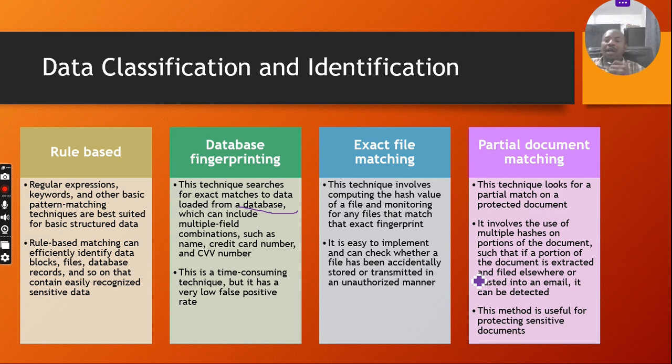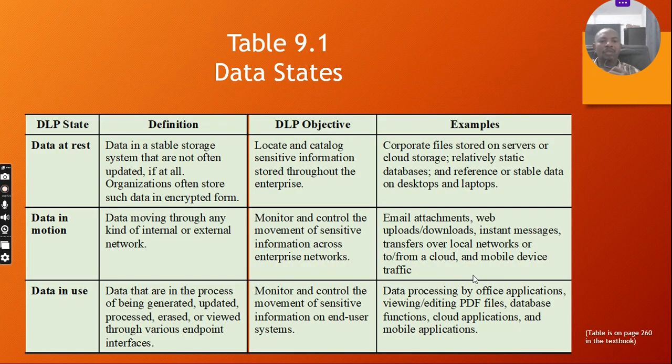Like the one we have when we say plagiarism, the software that we use for searching for plagiarism. Wherever you copied it from, it's going to tell us, okay, this portion or paragraph or passage or file is copied from this place. So that is partial document matching. So data classification and identification can be seen from these 4 basic rules. Okay, now let's move on.